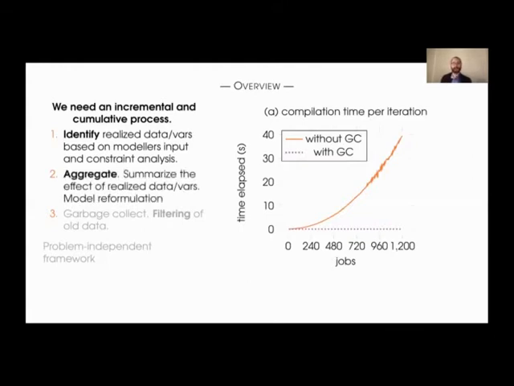Step two, aggregate, meaning we summarize the effect of realized data and variables. We do this via model reformulation. Step three, garbage collect. We filter out all data that's left over and not used anymore after this aggregation. And as I mentioned, this is a problem-independent framework.